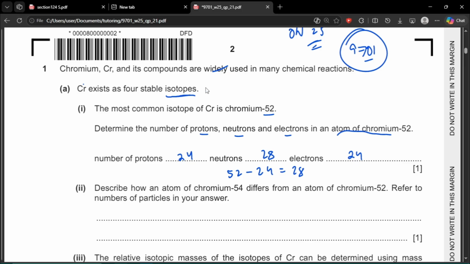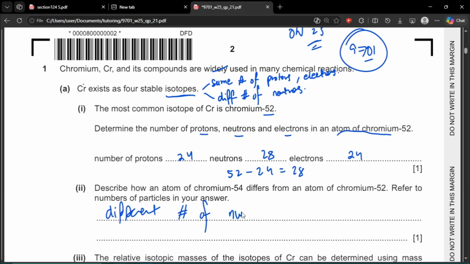The difference in isotopes is that they have the same number of protons and the same number of electrons, but the only difference between isotopes is their nucleon mass, and this is due to a different number of neutrons, which ends up giving them different chemical properties as well. So therefore, you can just write that they have a different number of neutrons.